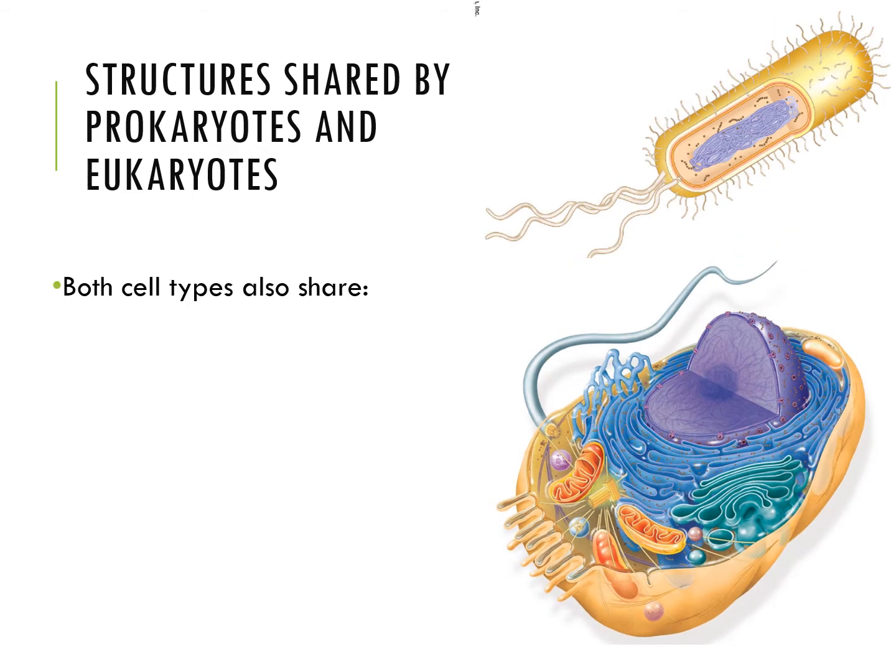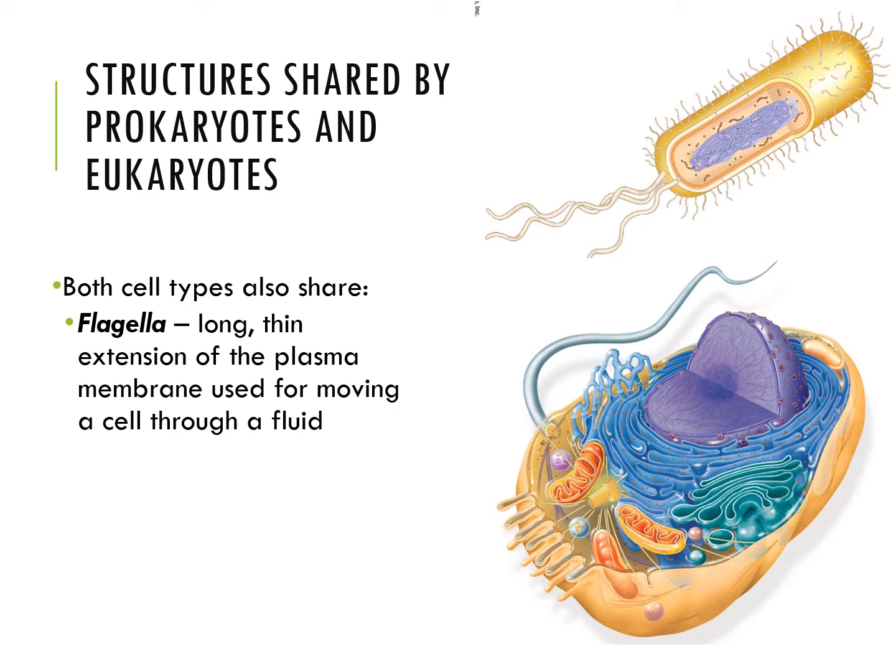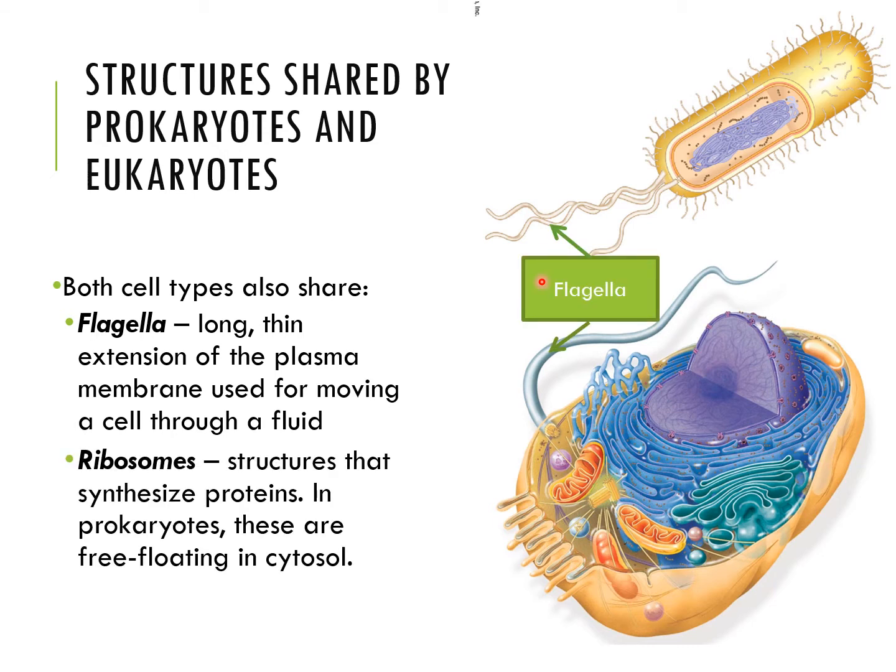Both cell types also share flagella. Not all eukaryotic cells will have a flagellum, just like most cells in the human body do not have one. But some of them do, like sperm cells. And most bacteria will have some kind of flagellum. It's just a long, thin extension of the plasma membrane that helps with moving in fluids. So right there.